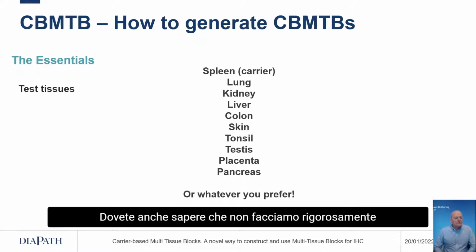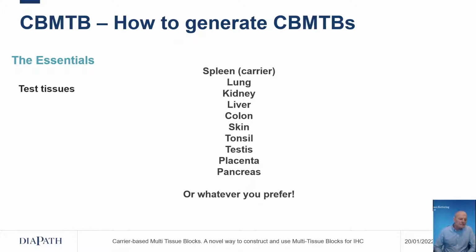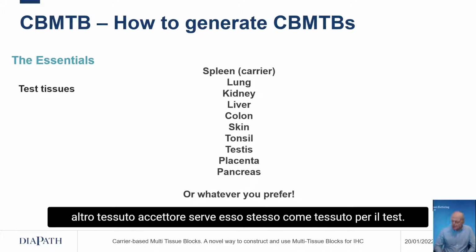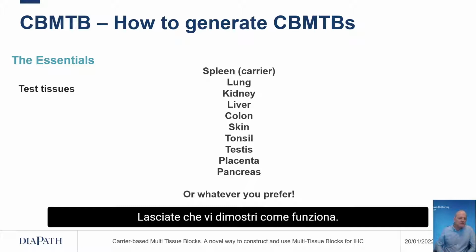You should also know that we do not strictly distinguish between test and carrier tissues, because the nice thing, and one of the biggest advantages of our multi-blocks, is that the spleen tissue or any other carrier tissue serves as a test tissue itself. Let me demonstrate how this works.